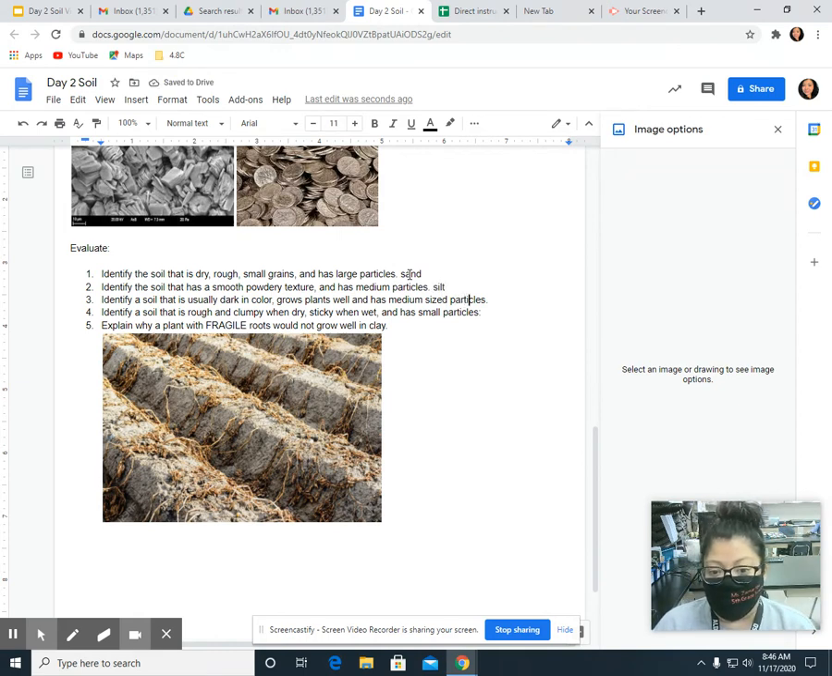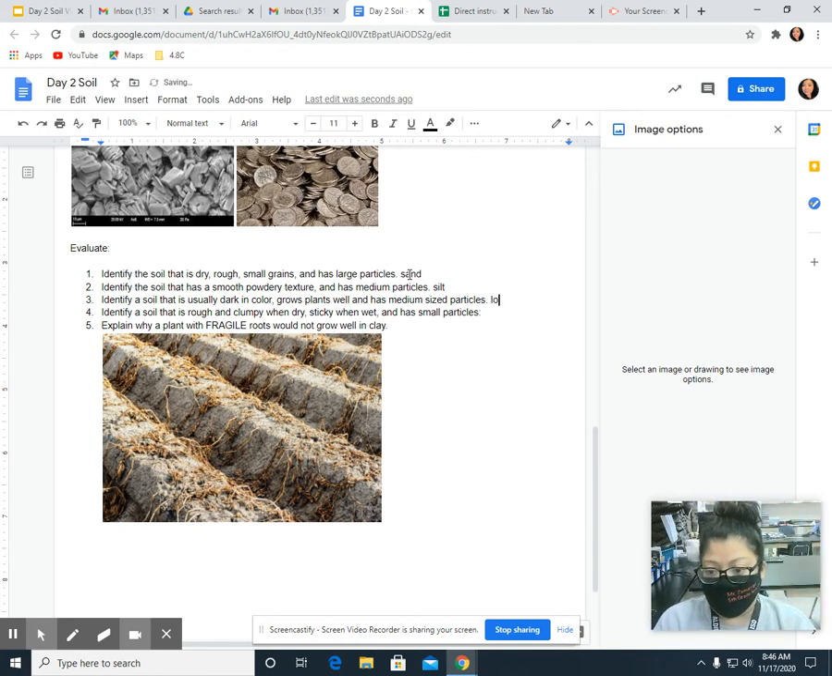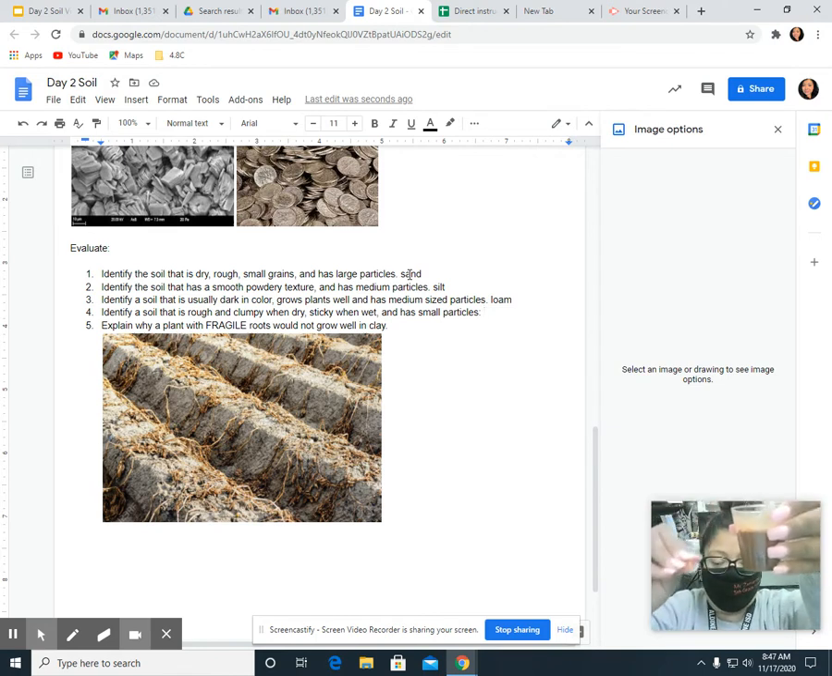Identify a soil that is usually dark in color, grows plants well, and has medium-sized particles. So that's going to be our loam, and that's because it has a mixture. Identify a soil that is rough and clumpy when dry and sticky when wet, and has small particles. So those particles are small and compact.